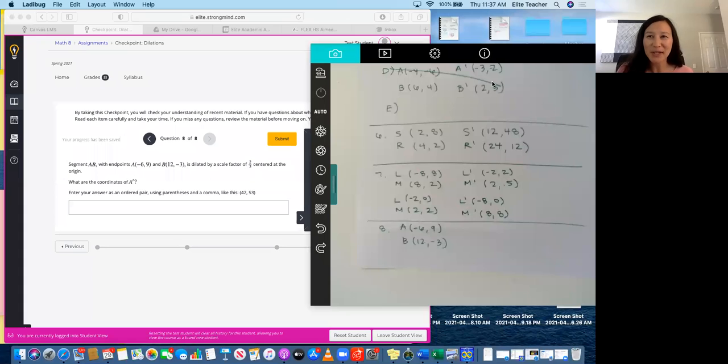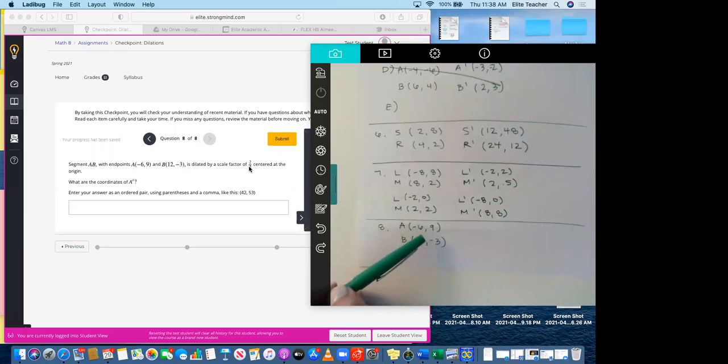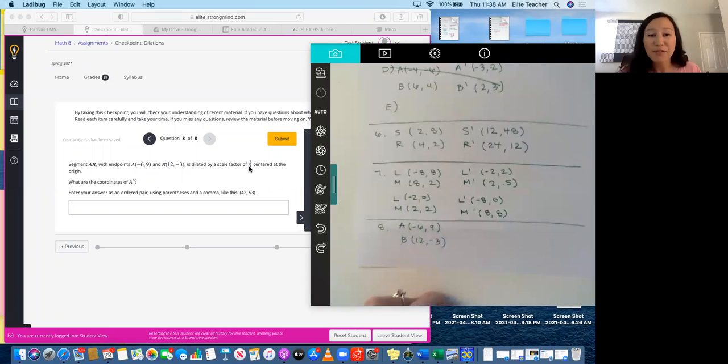You guys are doubting yourself. What have we been doing this whole time? What if it said it was a scale factor of 2? What would we do with our x values and our y values? Oh, you just multiply it? We would multiply it by 2, right? So it's a fraction, but it still means we multiply our x and our y values by the scale factor.